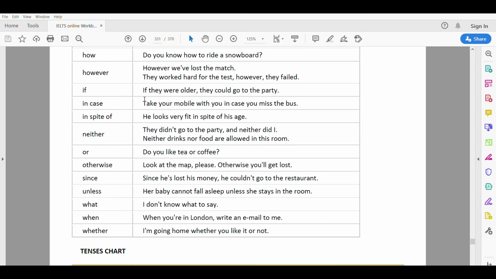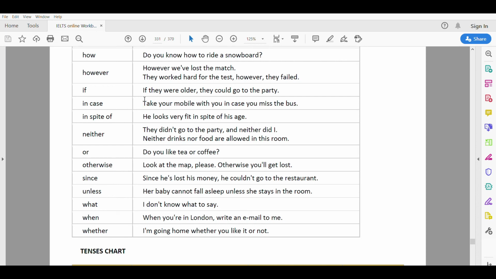The next one is since. So since he's lost his money, he could not go to the restaurant. Now since and because can be used in the same way, because since and because are somewhat same when it comes to using it as a connector. When you use since as a preposition, then definitely the meaning is different. But when you use since as a connector, it is similar to because.